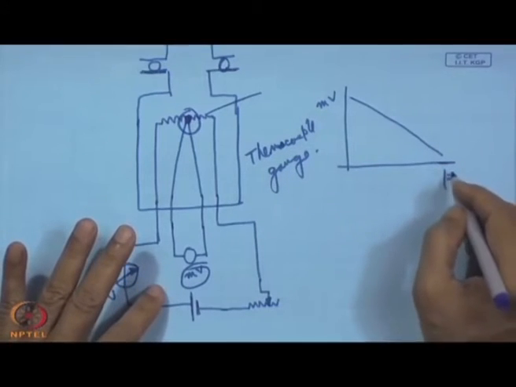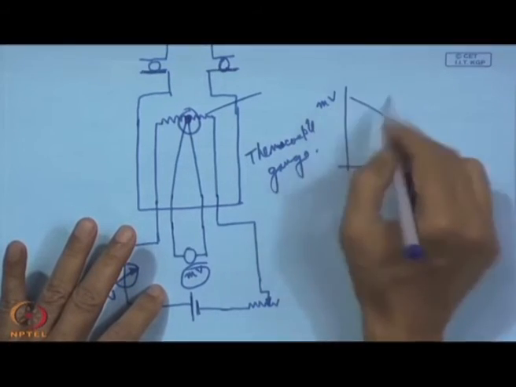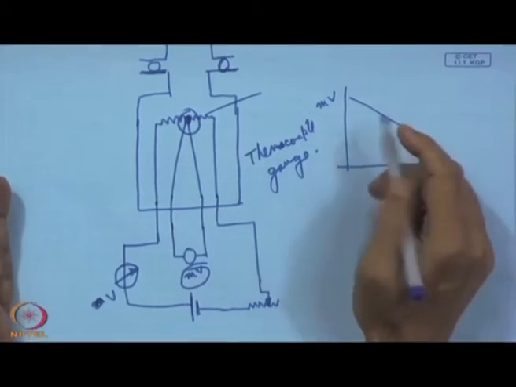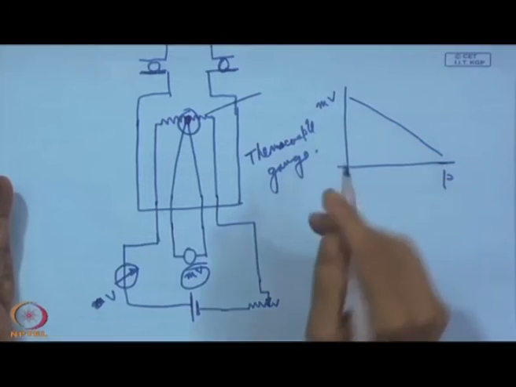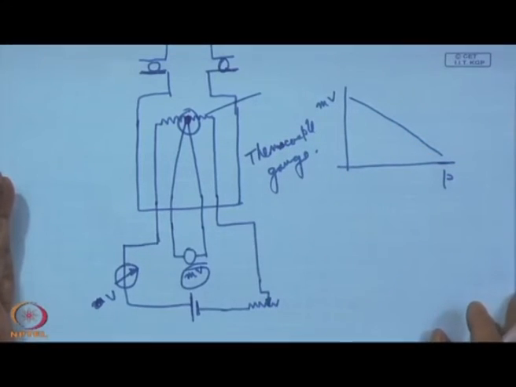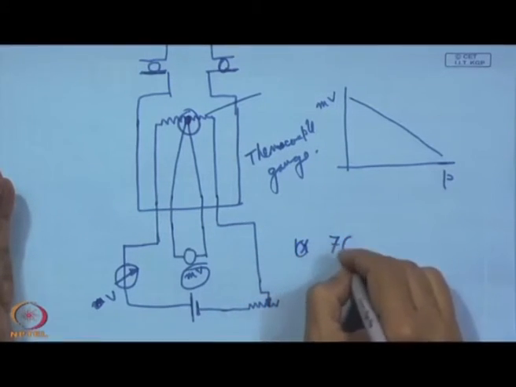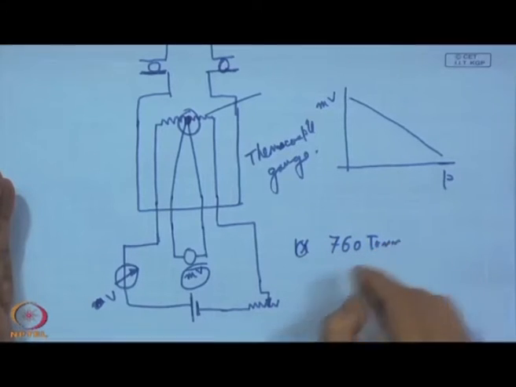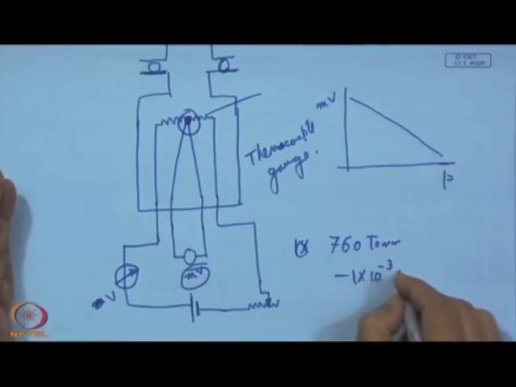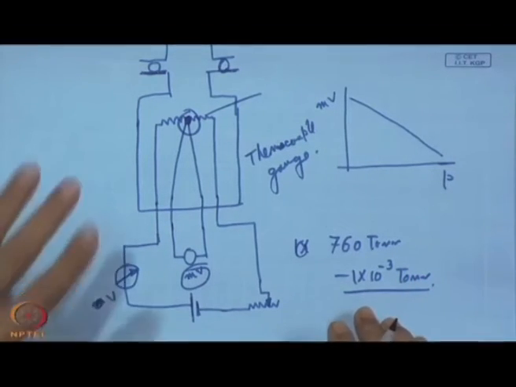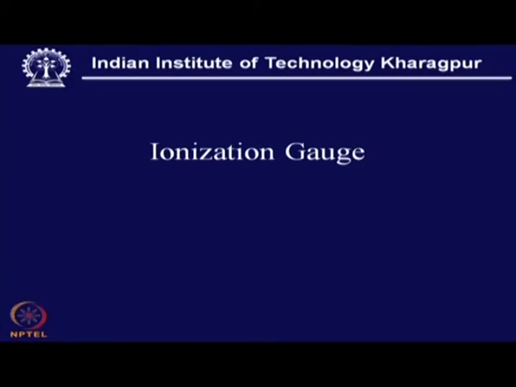So, it needs calibration. The pressure and millivolt reading can be conveniently used for indirect measurement of this kind of thing, and this can be well used for measurement of pressure in the range of say from 760 torr to 1 into 10 to the power minus 3 torr. So, this is the thermocouple gauge we have mentioned, and now comes the ionization gauge.